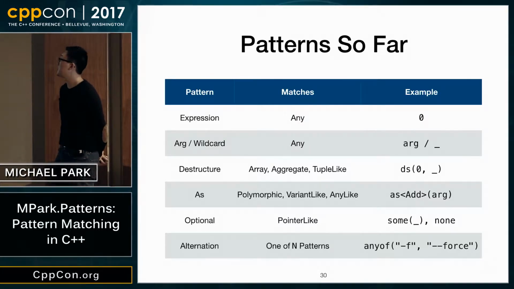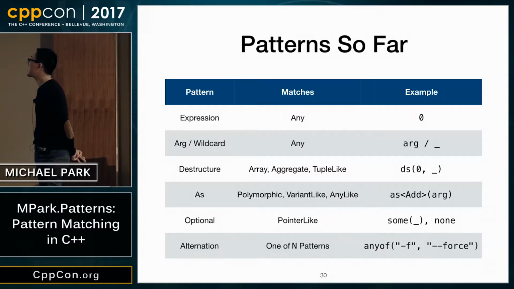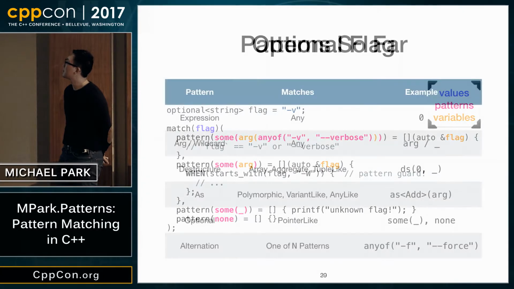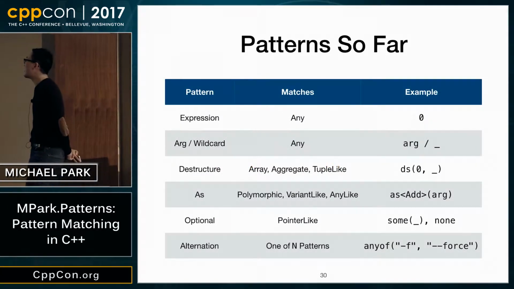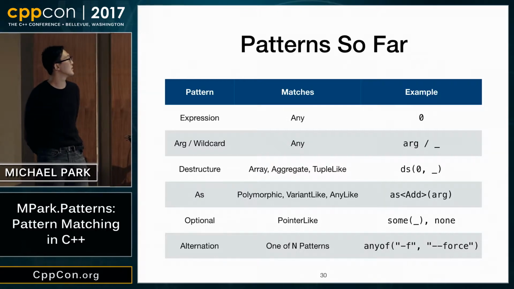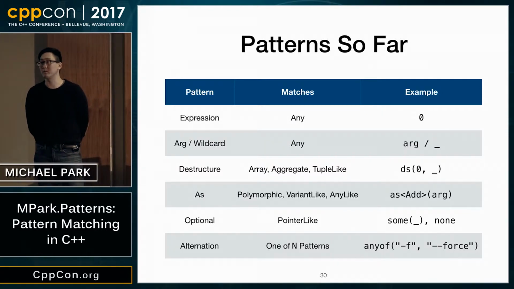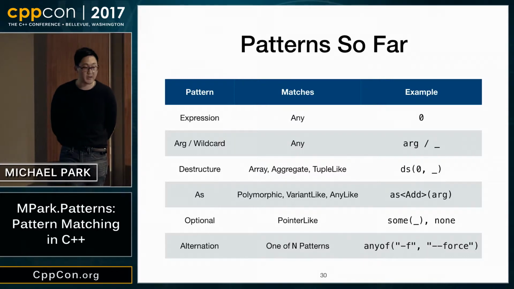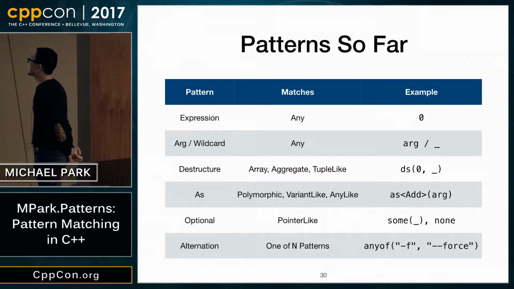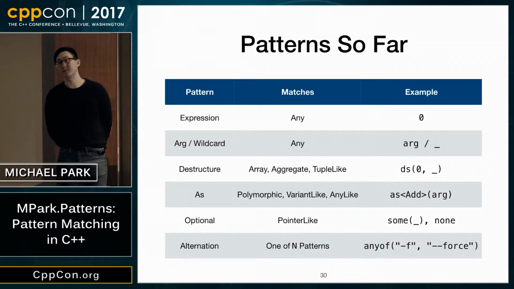Okay, all right, so a summary of the patterns that I've introduced so far. We have the expression pattern, which we saw in the first example when we were matching 0. We saw arg and wildcard. Oh yeah, I introduced it. Okay, cool. The destructure pattern we saw first, and it operates off of a concept as well. The concept is an array, and when I say array, I mean a C array, an aggregate, or a tuple-like. By tuple-like, I mean the tuple size, tuple element, and get interface that structured binding uses. This is really useful, and that's why our initial point example worked without any boilerplate of introducing tuple size and get and stuff like that.